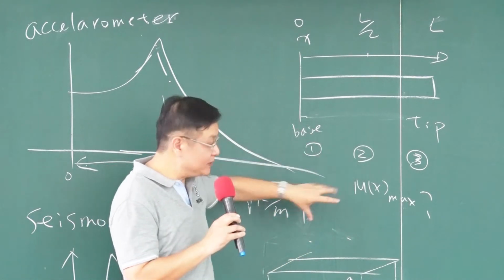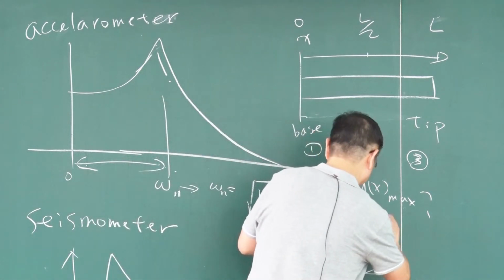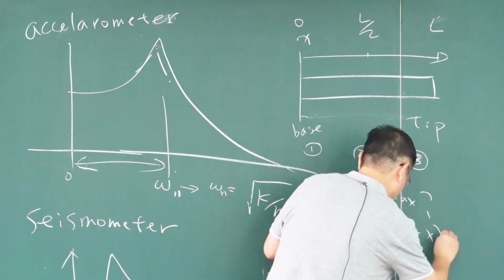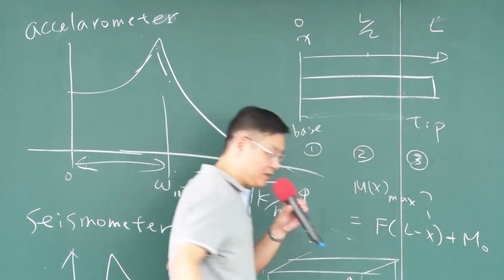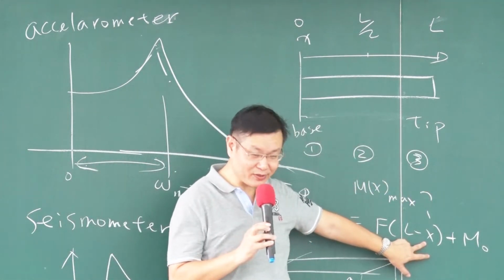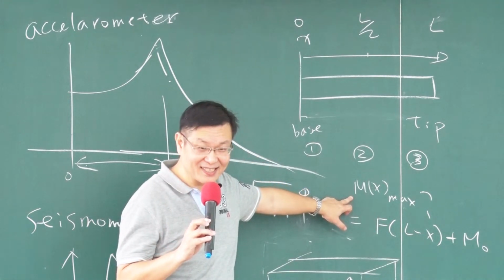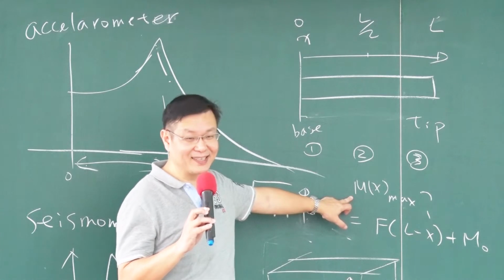Okay, actually, we look into the equation. The equation is M(x) equal to... So mathematically, when you put x equal to 0, you get the maximum, right? Right? Okay, why?